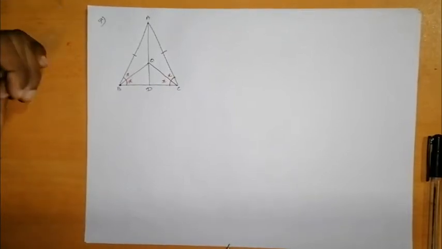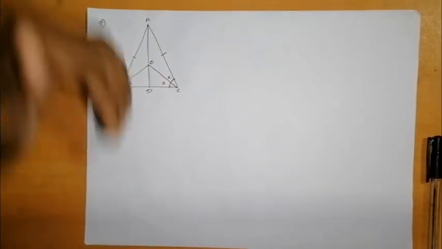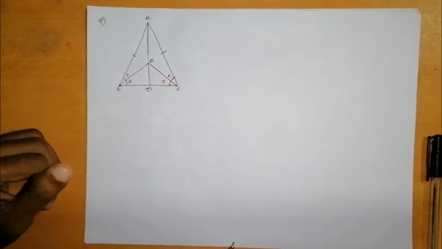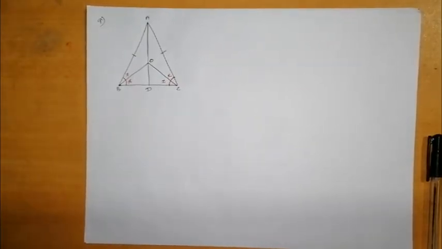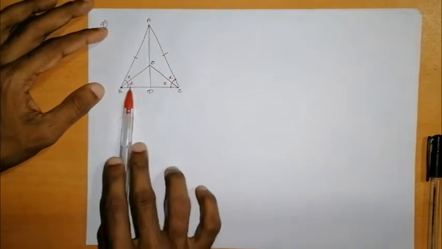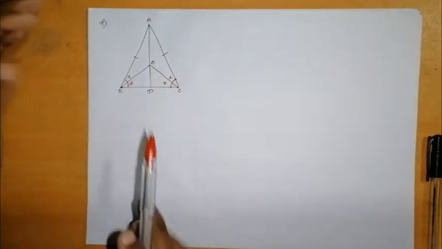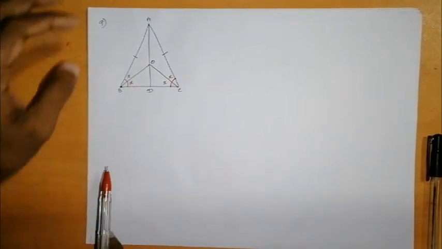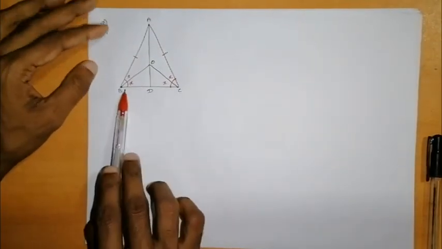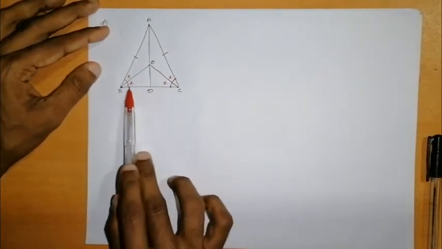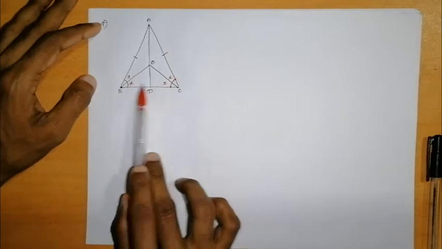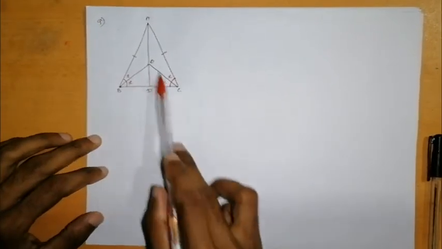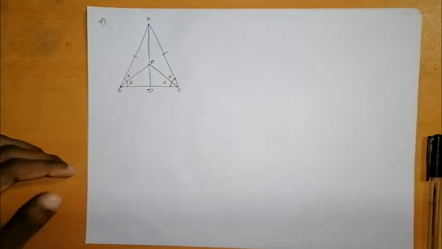Okay. AO produced to meet BC at D. First part, BOC is an isosceles triangle. Prove that BOC is an isosceles triangle. If you mark all the data, if you look at the figure, BOC triangle, it is simple. So if you mark all the data correctly, you can get the idea. So BOC, if we check BOC, those angles are equal. We can easily prove it. If these two angles are equal, the opposite sides are equal. So BO equals CO. So BOC is an isosceles triangle.